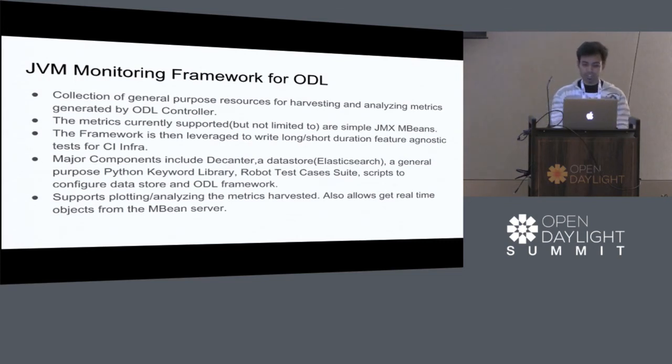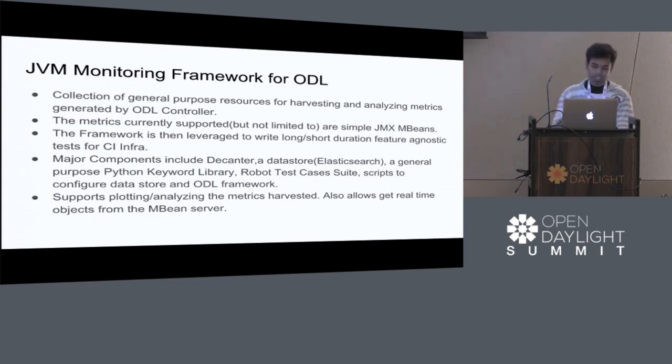Once we have the framework, we can leverage it to write long duration and short duration feature agnostic tests for the CI infrastructure that we have. We have a very small set of tests right now, but a test could be something like an SLA that is honored over the course of time, say 24 hours during which the ODL controller is running. Say, if the garbage collector takes more than 1 minute to complete at any point of time, that's kind of a long time for any Java application.